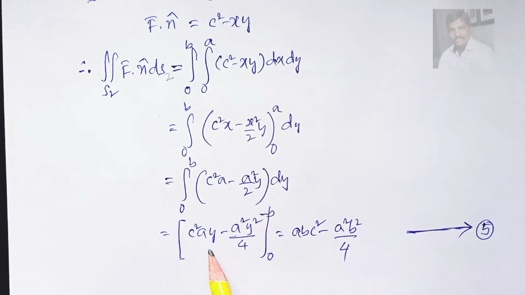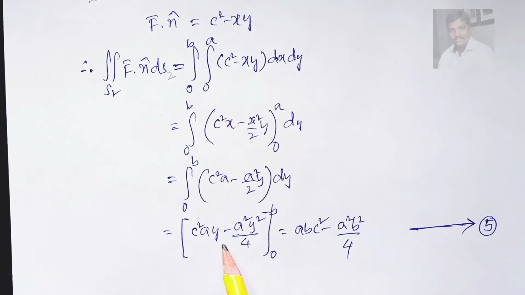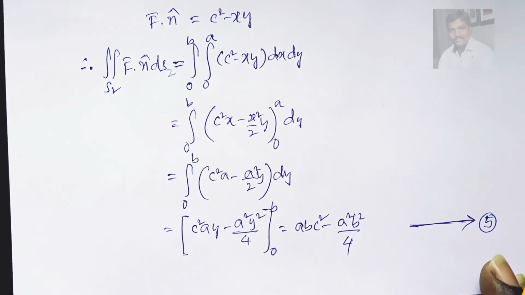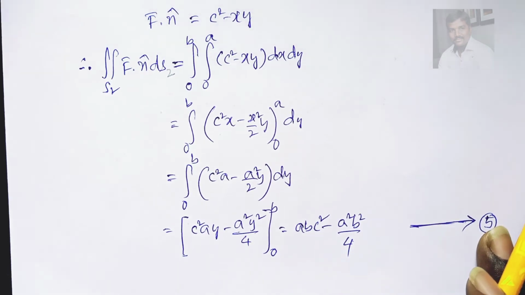Okay, next I did the integration with respect to y, c square ay minus a square y square by 4 from 0 to b. I got abc square minus a square b square by 4.